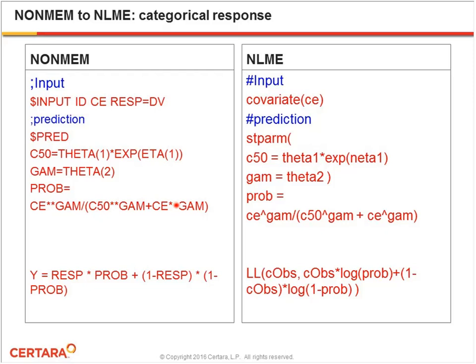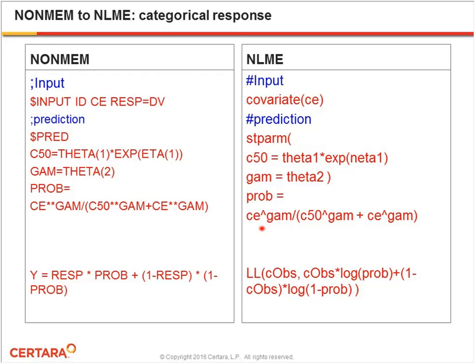And this corresponding code in PML, we use the stparm statement and the same kind of formula, C50 equals theta 1 times e to the power eta 1, gamma equals theta 2, and then we have the probability defined much the same way.